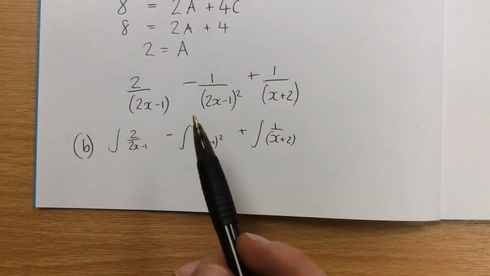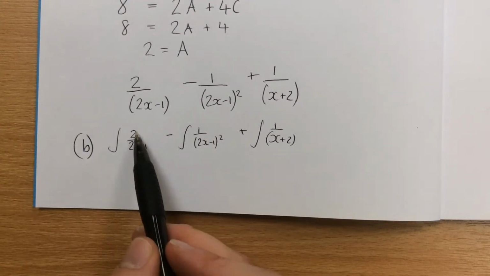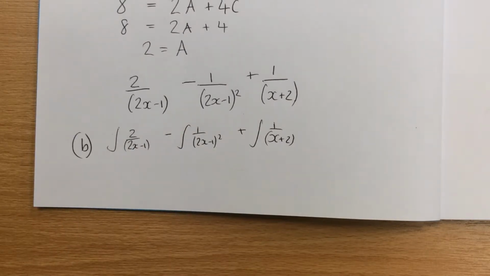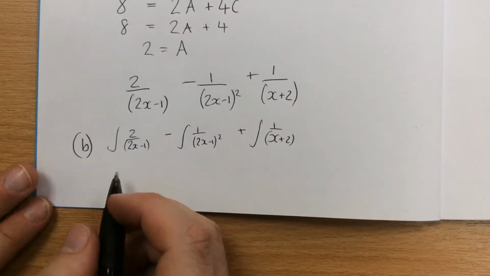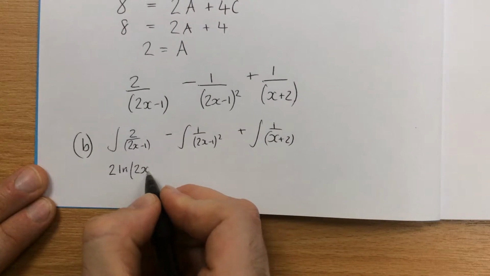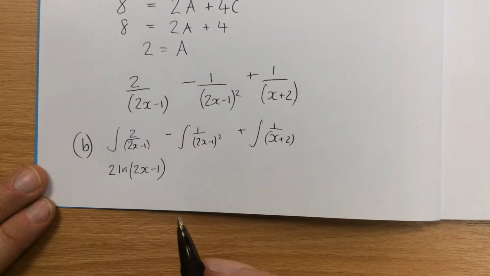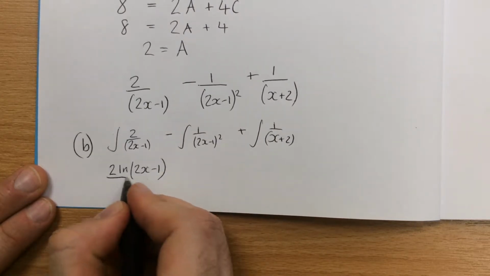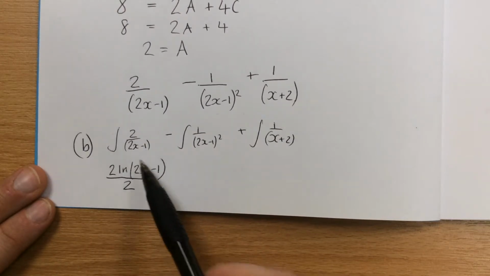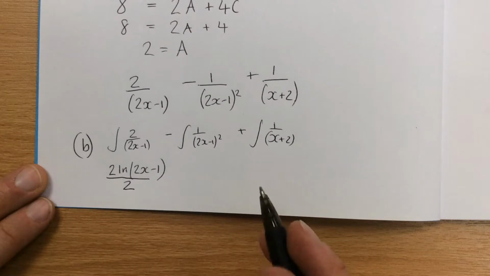You need to remember from C3 that if I integrate something over a bracket, that is your log rules, because 1 over x integrates to the log of x. So this is going to integrate to 2 lots of the log of 2x minus 1. You've also got to remember you've got to divide this by 2 because that's the differential of the bracket. So those 2's will cancel eventually, we'll come on to that.